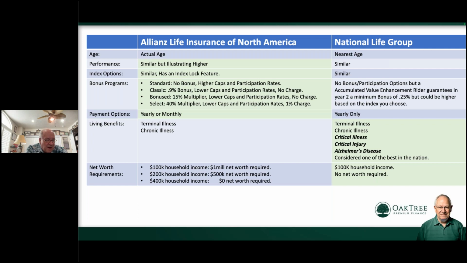if the index does 5, and then we get 100, pull out my calculator. Sorry. 0.05 times 1.8. So that'd be with the participation rate getting a 9%, and then you get a 15% bonus times 1.15, or you get a 10.35. That's how that works. The select is a 40% multiplier after the participation rate, but you're paying a 1% charge.